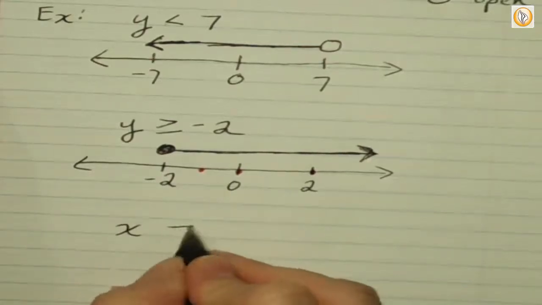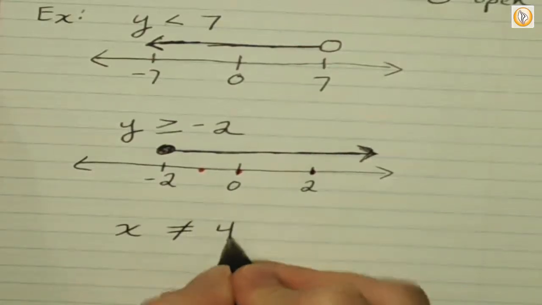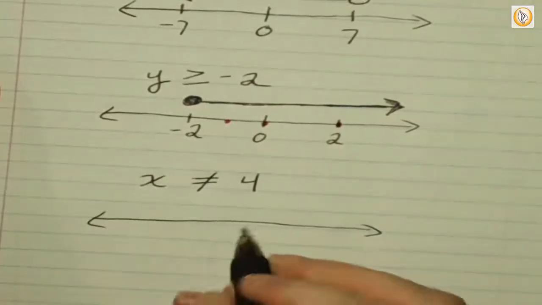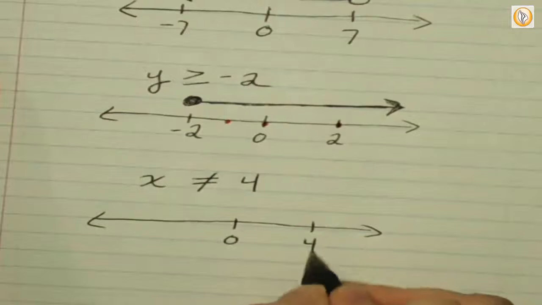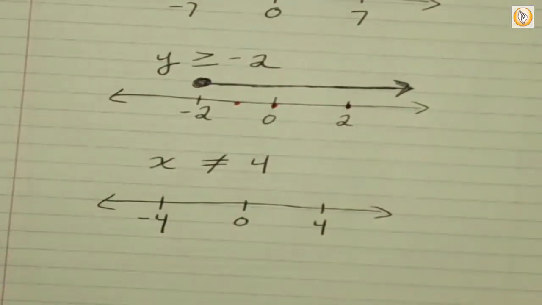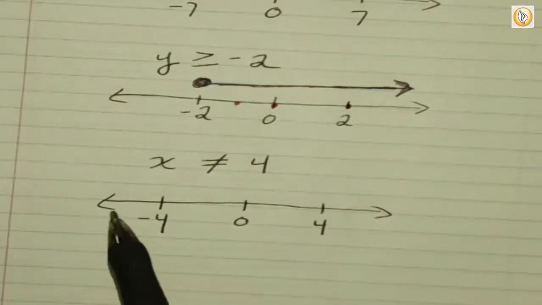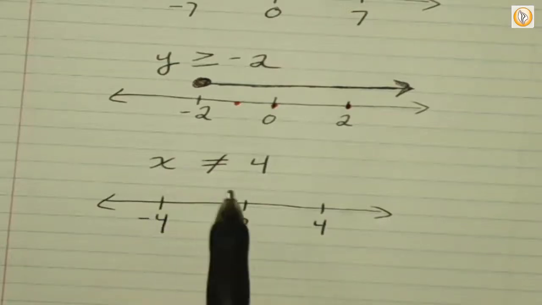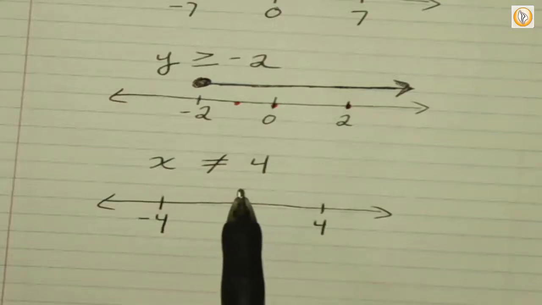How about x is not equal to 4? Not equal to 4. So would there be a minus there? No. This one's tricky. What this is saying is that x can be any number above or below 4, but not 4. So x is not equal to 4. It's basically saying it can be any number, but it can't be 4.